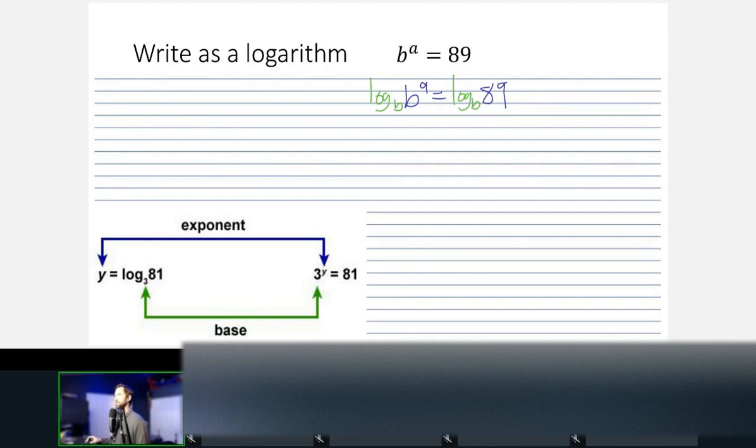What happens to that a? Yeah, it goes in front. So this a goes in front. It's one of our properties. And then this cancels out and becomes a 1. I'm just going to show that work in one step. It kind of looks like there's a lot going on, but not really. So we have a times 1 is just a, and then the answer, like all of you said, log base b of 89.